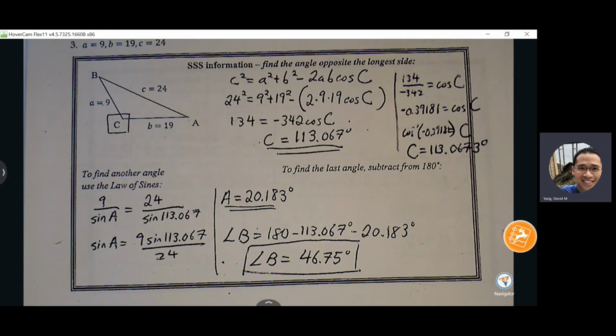Did you get it? I have another question. I did it wrong and I got sine 66.933, and I solved for A and I still got the same answer as you. How did you get this? I somehow did it wrong.